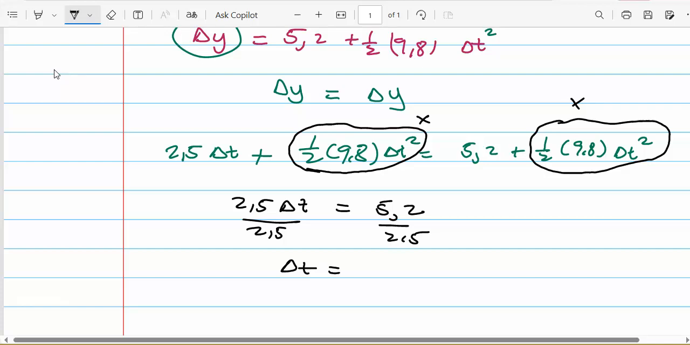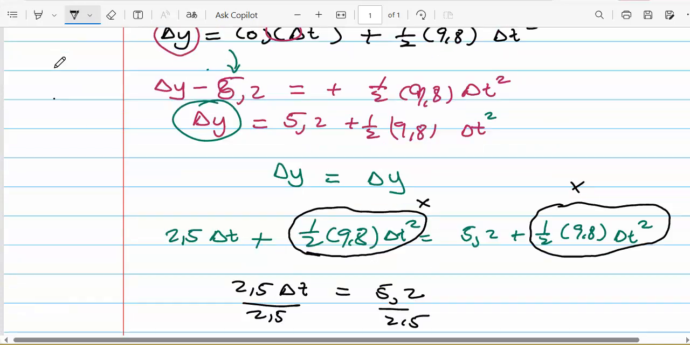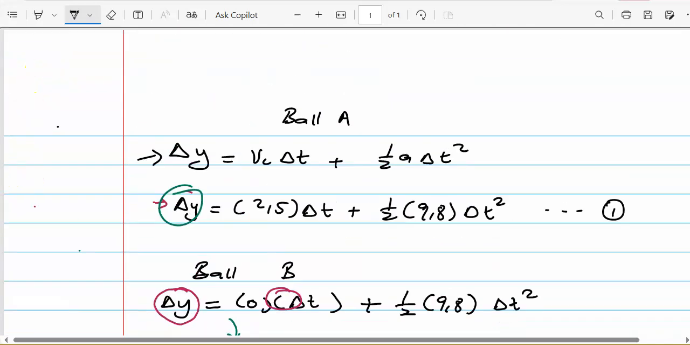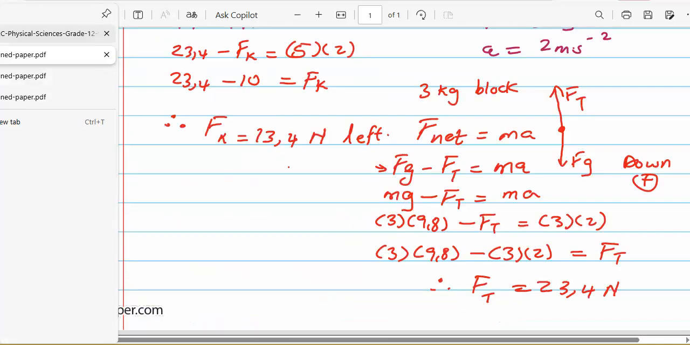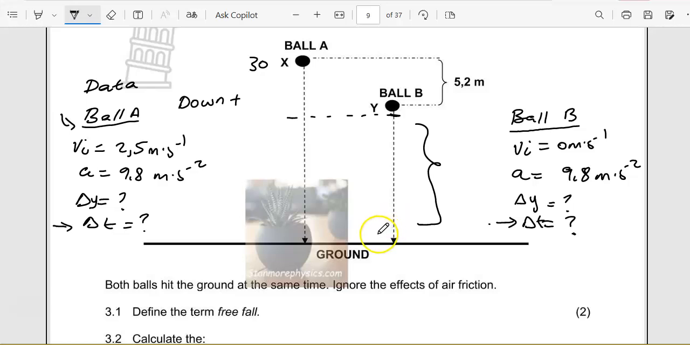What do you get on your calculator? I got 2.08. But don't forget, this is in seconds. I think, do you like the method that we used to answer this question? Yes. You understand what I did?